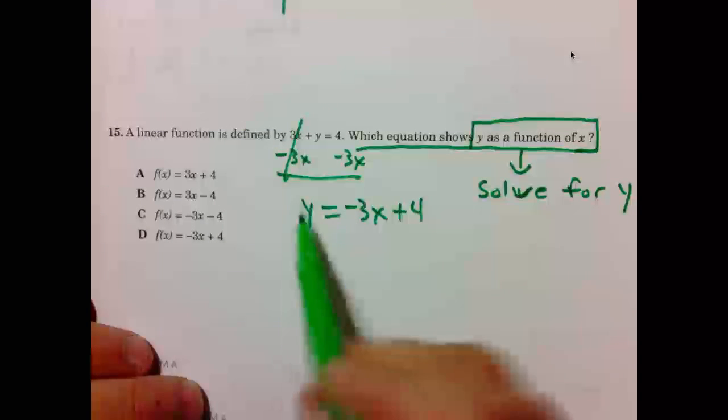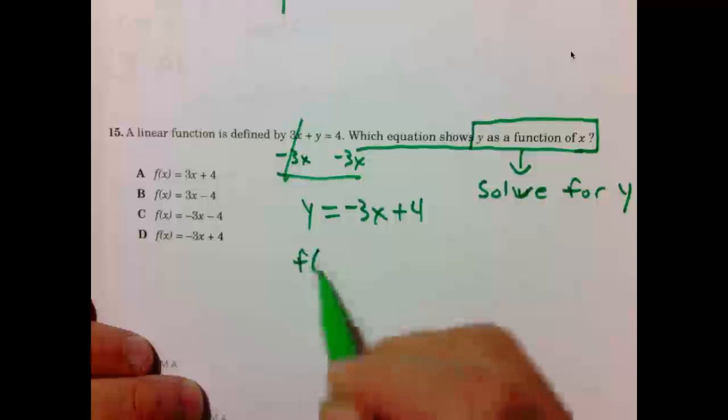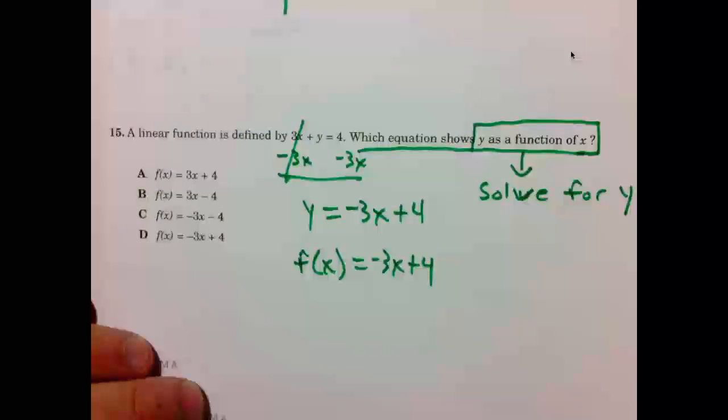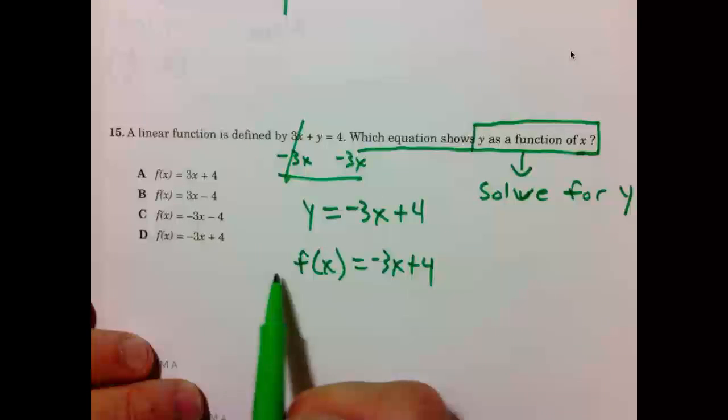Now we will simply change y for function notation. f of x equals negative 3x plus 4. And we see the correct answer is D.